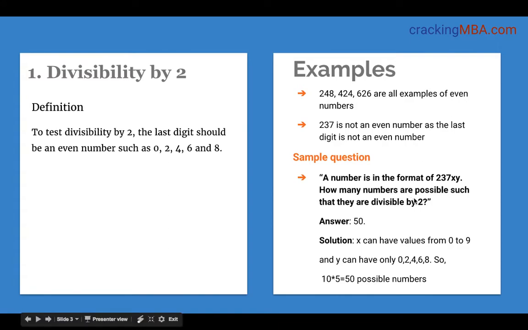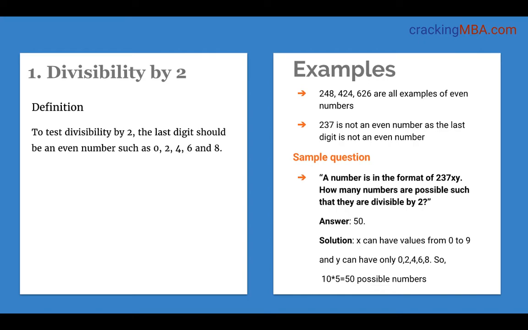Let's see how sample questions can be asked. Although the concept is simple, you may be asked that a number is in the format of 237xy. How many such numbers are there which are divisible by 2? We know that y should be an even number, so it can only have values of 0, 2, 4, 6 and 8, which is 5 numbers. And x can have any number from 0 to 9. So it's 10 numbers for x and 5 numbers for y, which is 50 possible numbers. This is how you apply the concept to solve numericals.